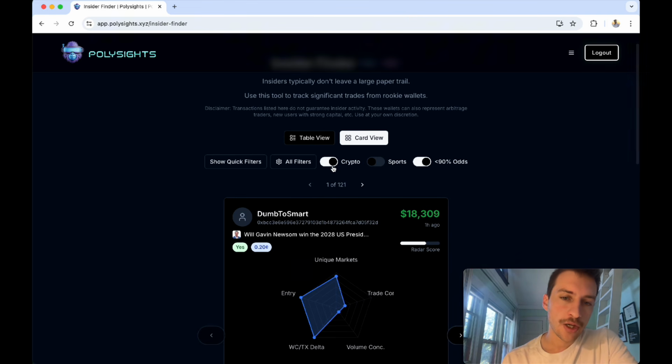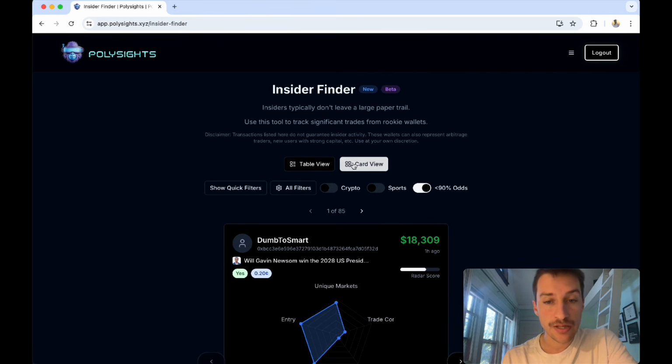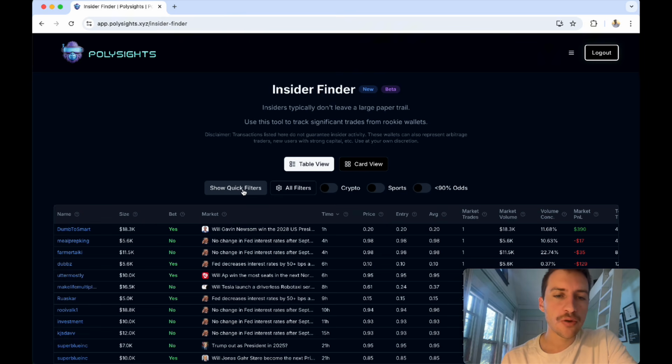First of all, crypto and sports are horrible markets for insiders typically, so we're going to ignore those. I'm also going to deselect this. I like all three deselected. Also, table view is just going to be better. Let's go to quick filters.